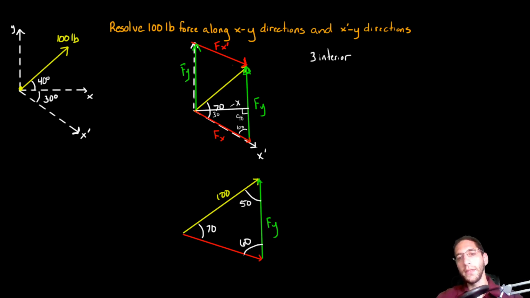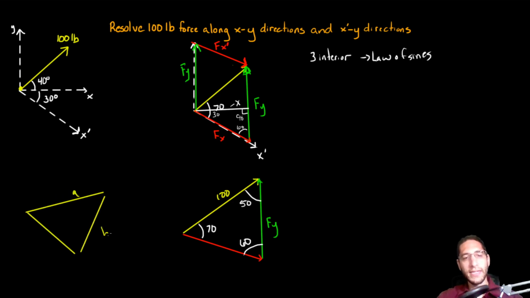Now, since we know all three angles, we're allowed to use the law of sines. Let's remember what that is. We have some triangle right here, and we have three sides, A, B, and C. The side opposite of A is going to be alpha, side opposite of B is going to be beta, and the side opposite of C is going to be gamma. So the law of sines says that A over the sine of alpha is equal to B over the sine of beta, which is equal to C over the sine of gamma.